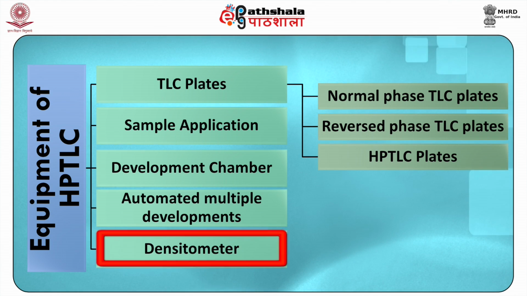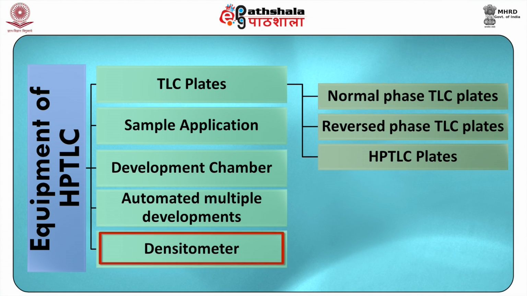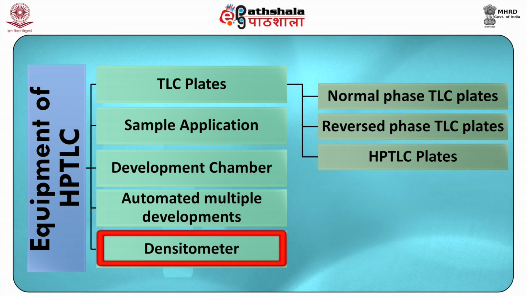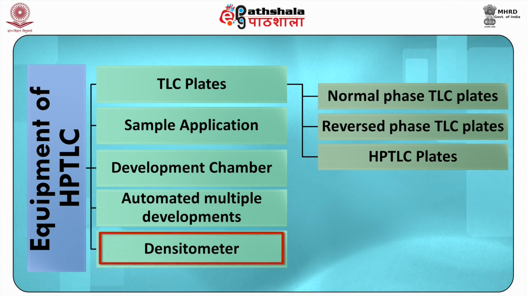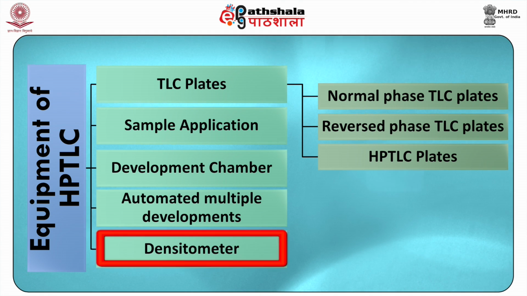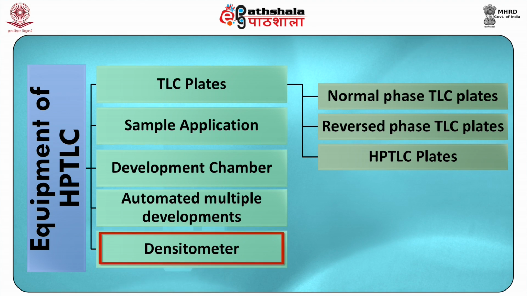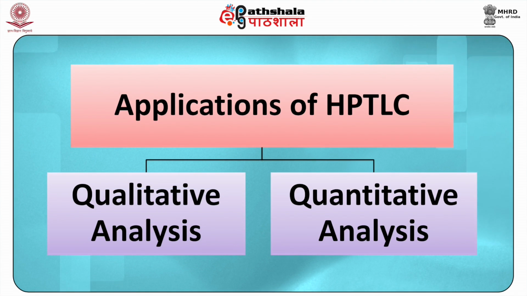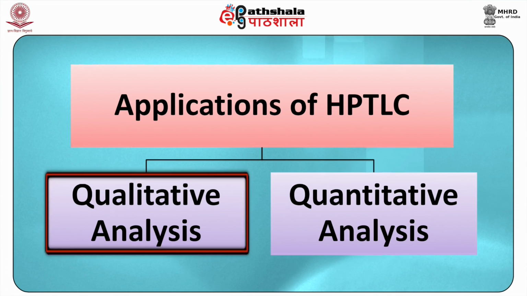For densitometry assessment of a HPTLC chromatogram, the path is scanned with the help of a beam of light in the form of a slit which is selectable in both width and length. Diffusely reflected light is measured with a photosensor, that is a photomultiplier. Next are the applications of HPTLC. First, qualitative analysis.